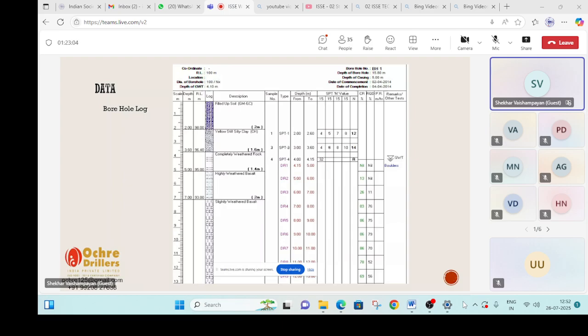The ground level and location are mentioned, meaning in a given plant or a given location, let's say in a residential building, the lift area, or the north point, or if I am in an industrial plant, then I can say the dispatch area or the warehouse. That location is mentioned here. The diameter of the bore is mentioned, and the depth of water table is 4.10. You can see on the right side there is a water table here and a water table here.